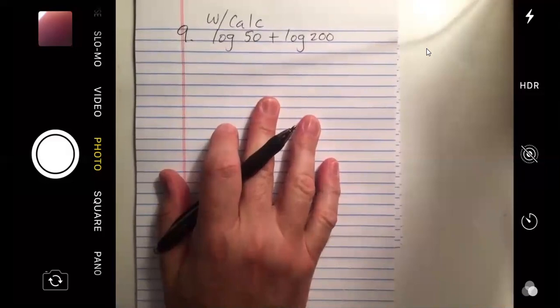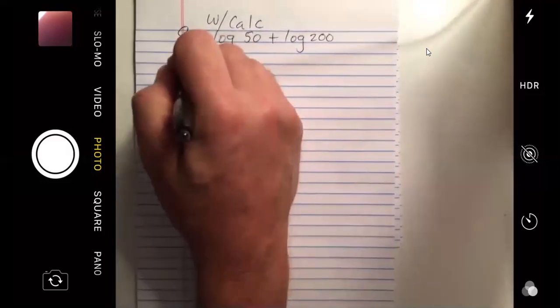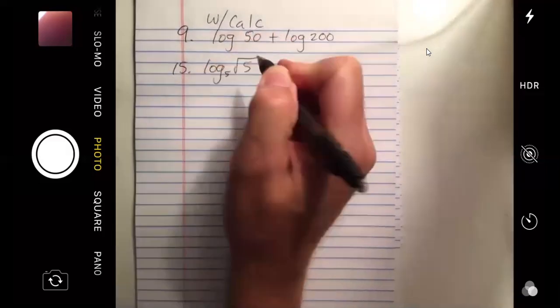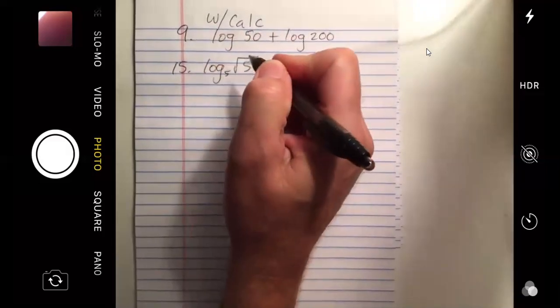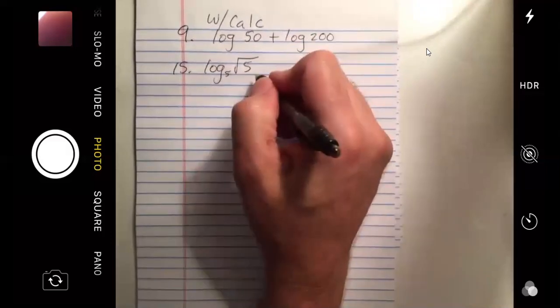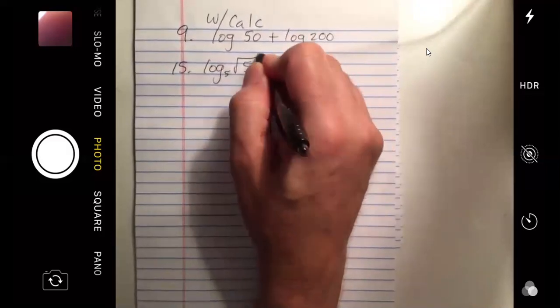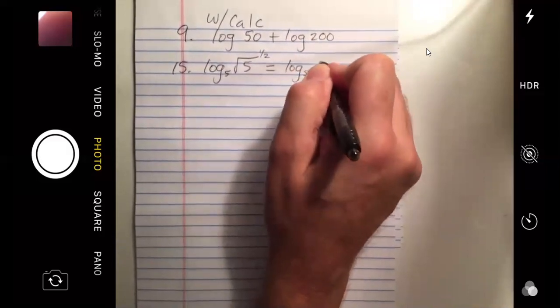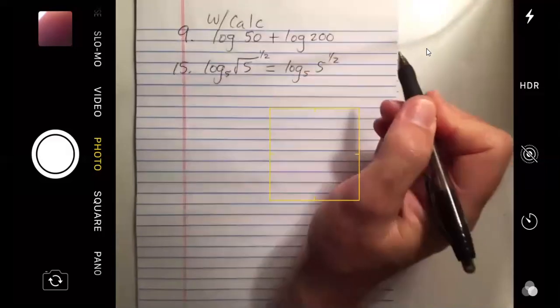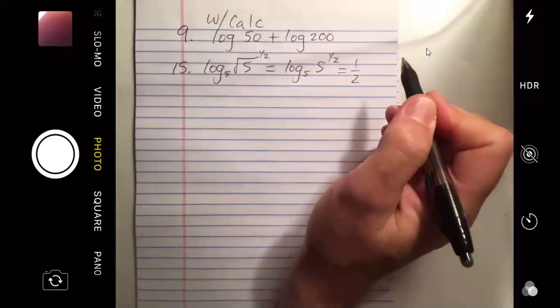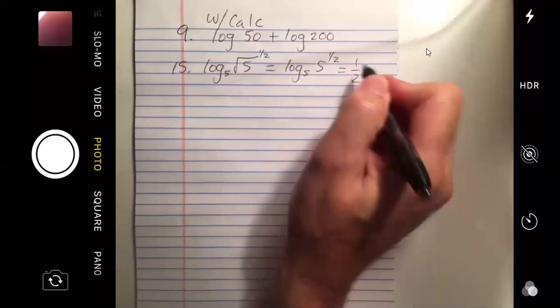How about log base 5 of the square root of 5? All right, you can work this out the way they did last section by hand. Again, a square root is a half power. Of 5 to the 1/2 power, the answer should be 1/2, which is 0.5.